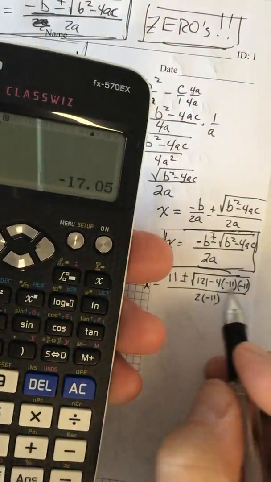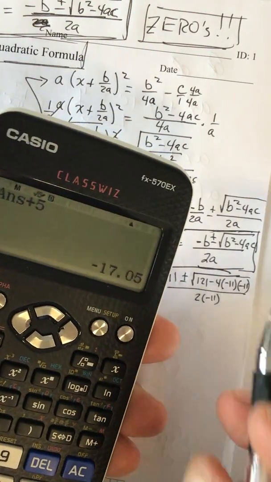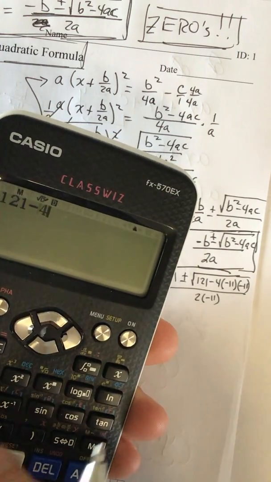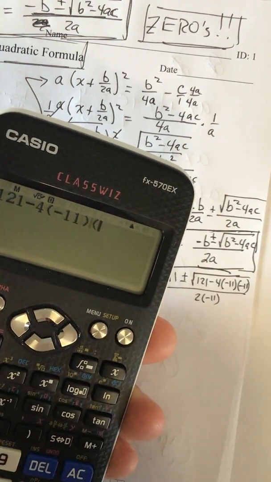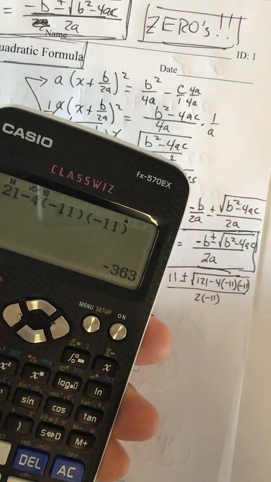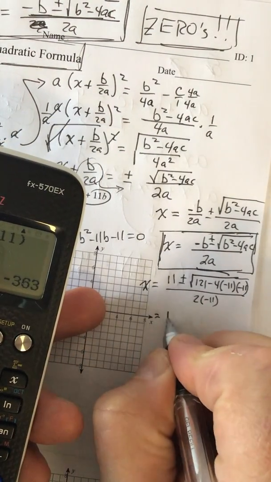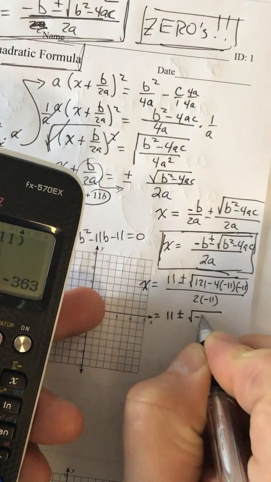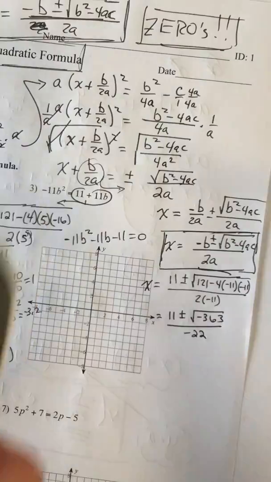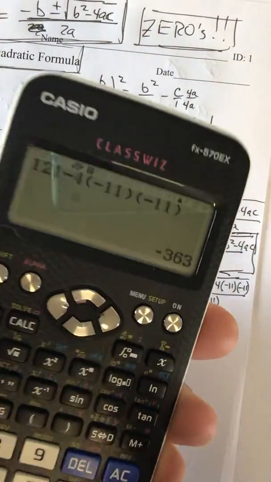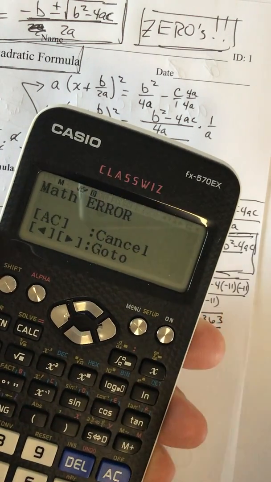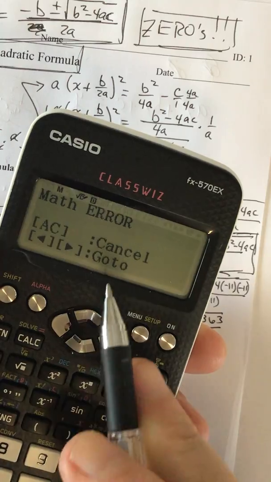Okay, I'm going to do it so that it crashes first. I'm going to type it in exactly how that is: 121 minus 4 times negative 11 times negative 11. Okay, negative 363. So we have 11 plus or minus the square root of negative 363, all divided by negative 22. Now if I try to square root negative 363, the calculator has a problem with that. This kind of calculator does.